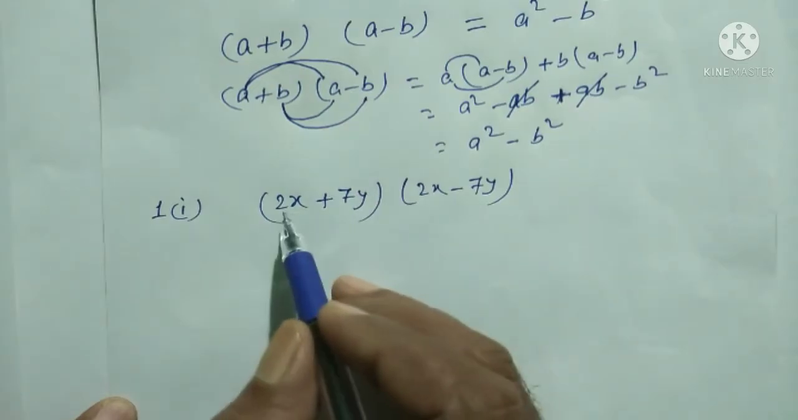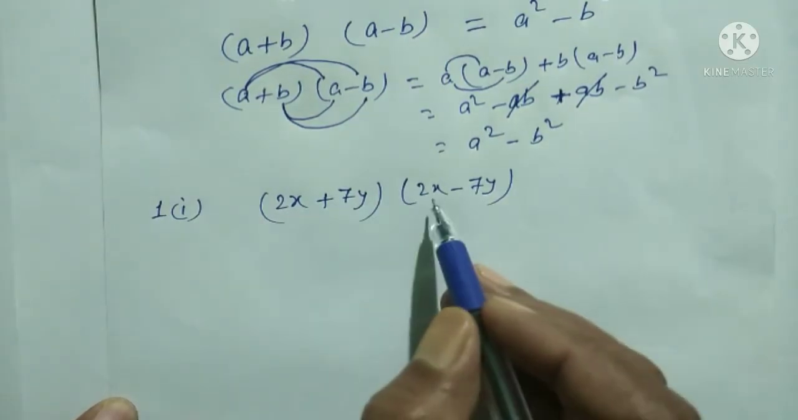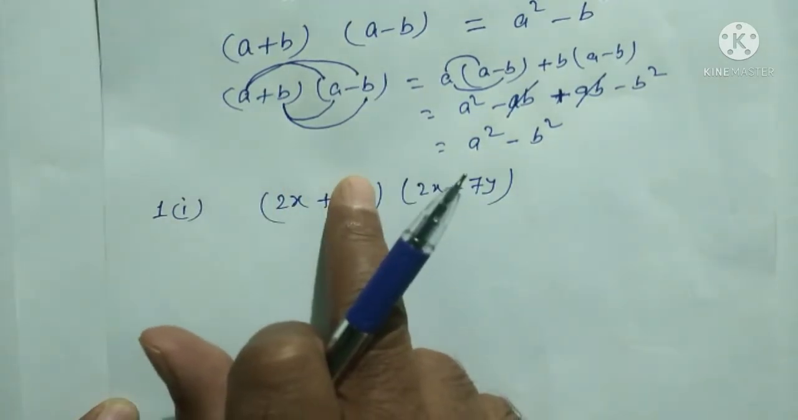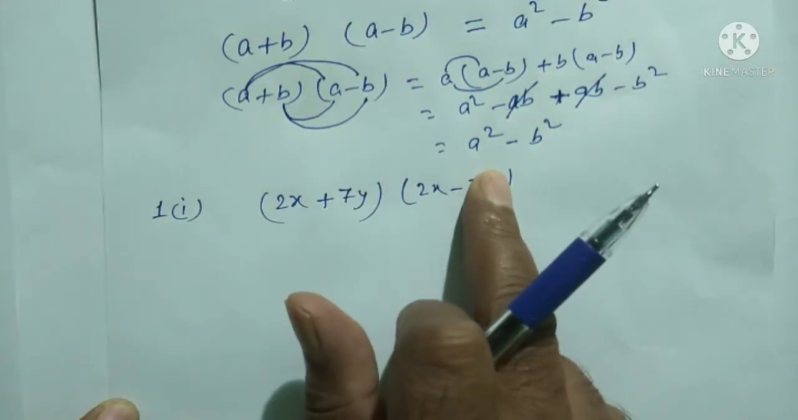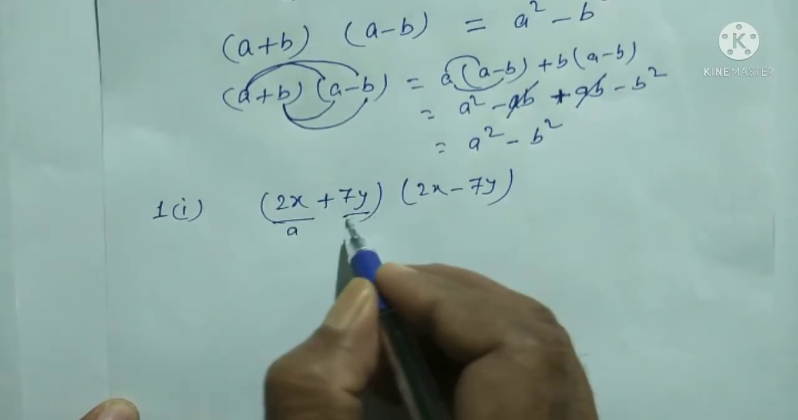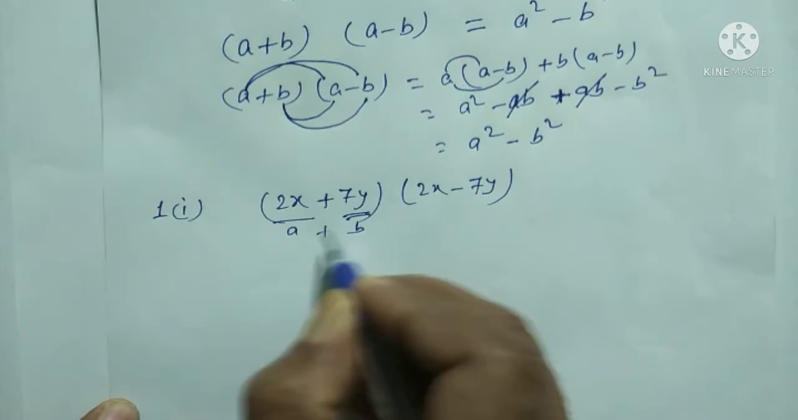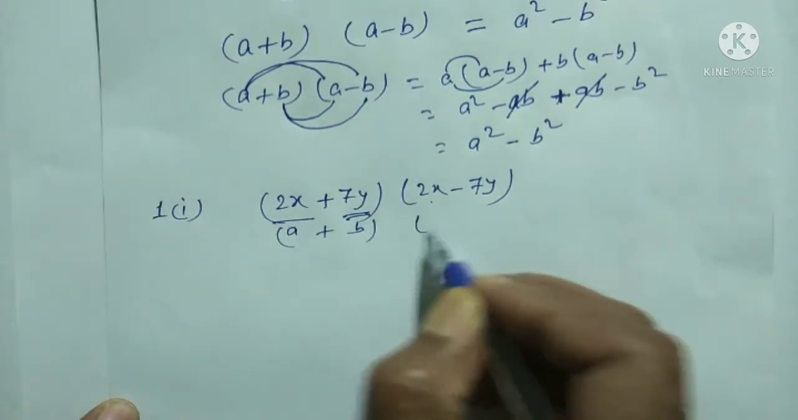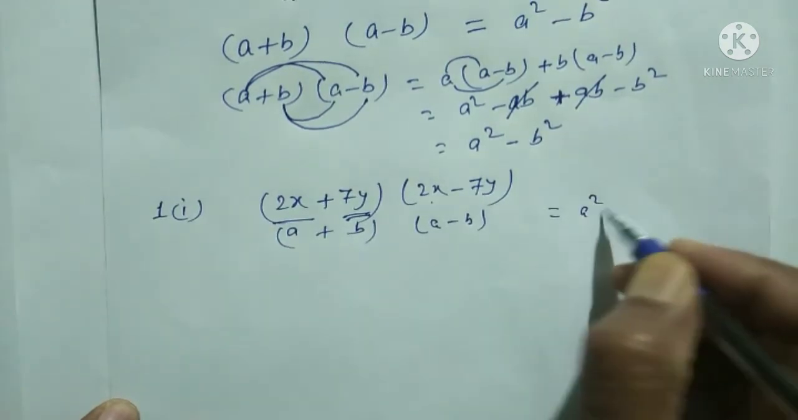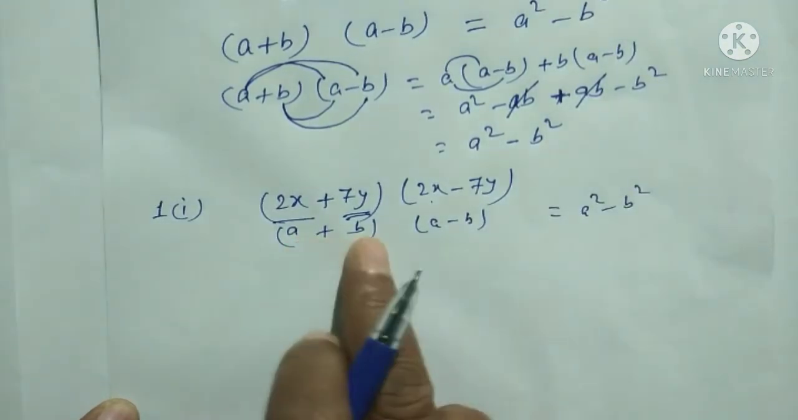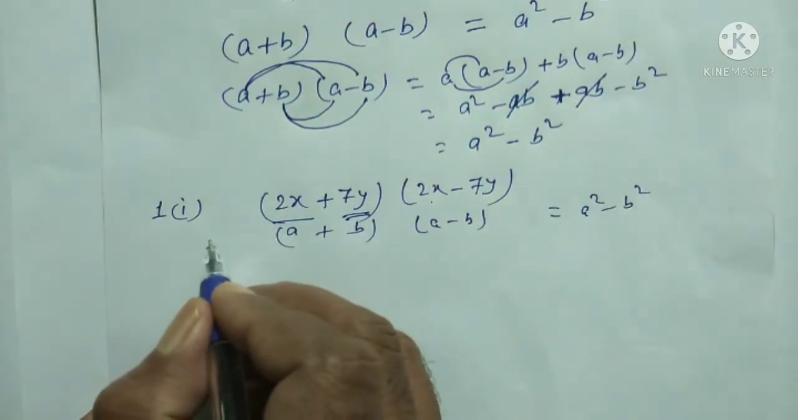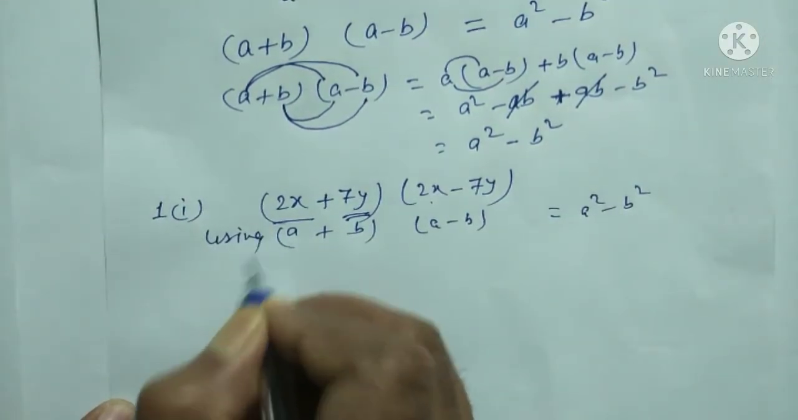First question is 2x plus 7y into 2x minus 7y. A plus B into A minus B. If you think 2x is A and 7y is B, then it will be A plus B into A minus B. What is the formula? A square minus B square. A plus B into A minus B equals A square minus B square. Use this formula.